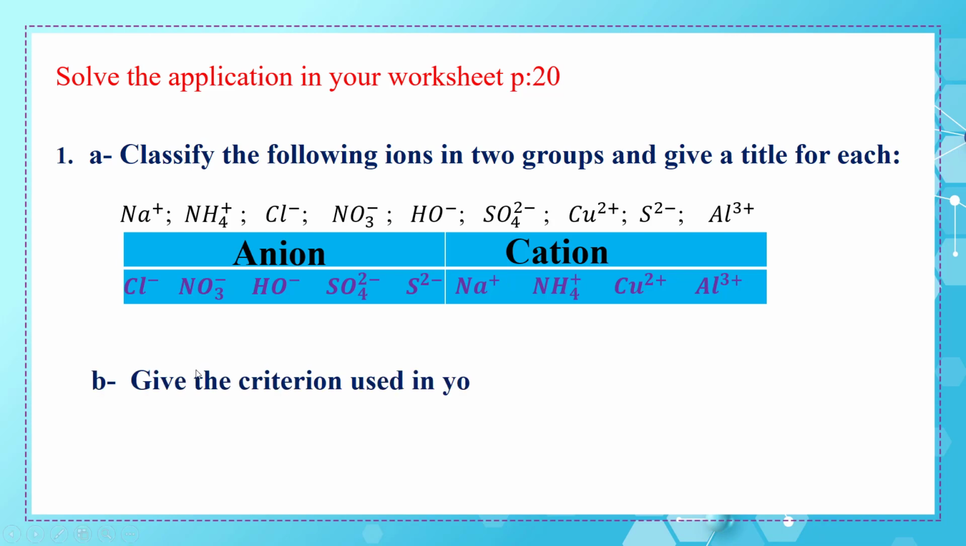B. Give the criterion used in your classification. What is the meaning of criterion? Criterion means that on what we have depended to make this classification. What is the base of the classification? On what do we depend to classify? We classify depending on the charge of the ion. So the criterion used in our classification here is the charge of the ion.